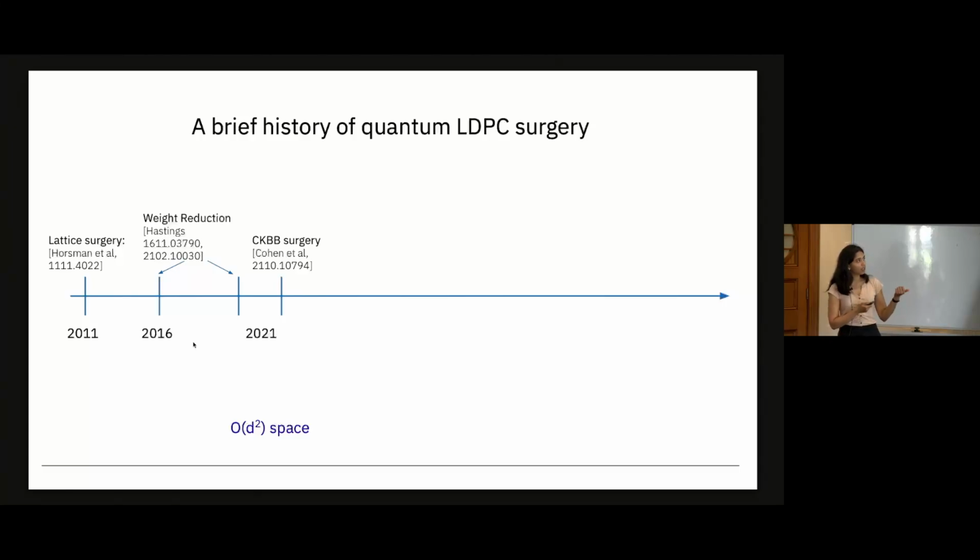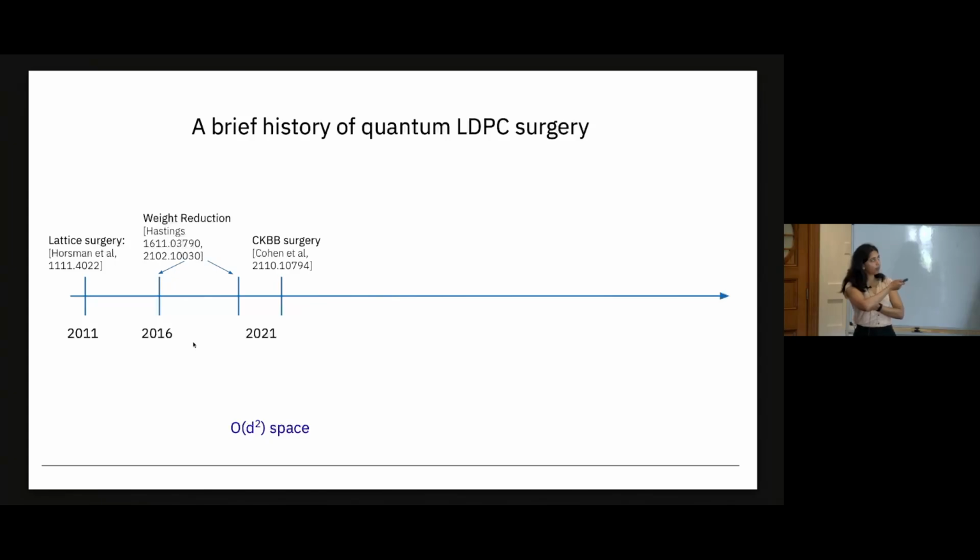And then in 2016, Matt Hastings had 2 papers on weight reduction, which weren't about gates to begin with at all. They were just about manipulating stabilizer codes to make them low weight, to make them LDPC. And there were a number of ideas there that became useful for thinking about how you can make a logical low weight instead of a stabilizer. So do a measurement for a logical using a combination of low weight measurements. I think it inspired some really good work.